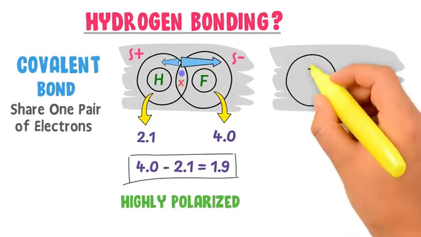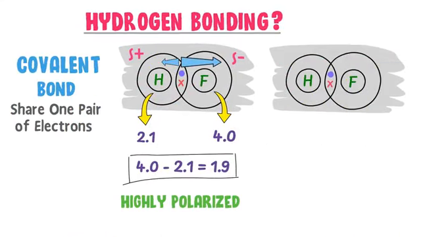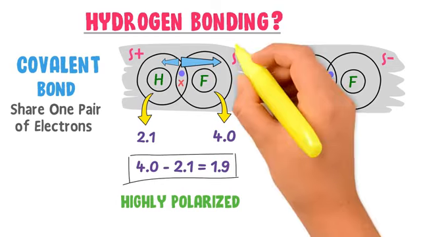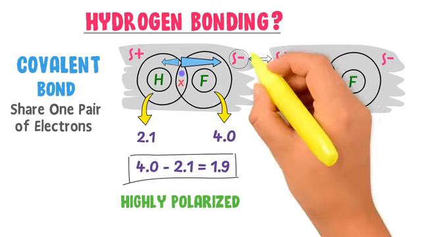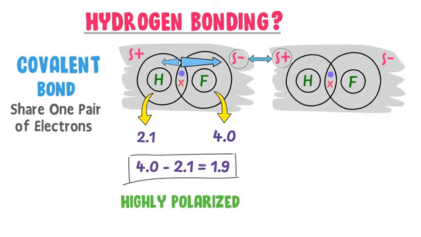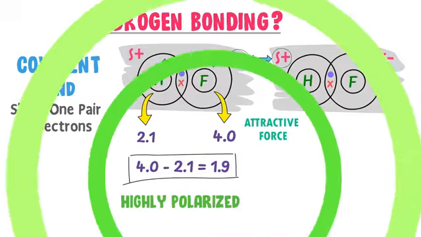Now consider another molecule of hydrogen fluoride. Like this molecule, it also has partially negative pole and positive pole. Here, there are two highly polarized molecules. Now listen carefully. The negative pole of this hydrogen fluoride molecule attracts the positive pole of this hydrogen fluoride and attractive force produces between them.